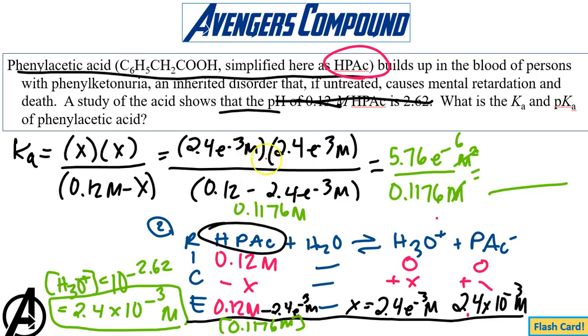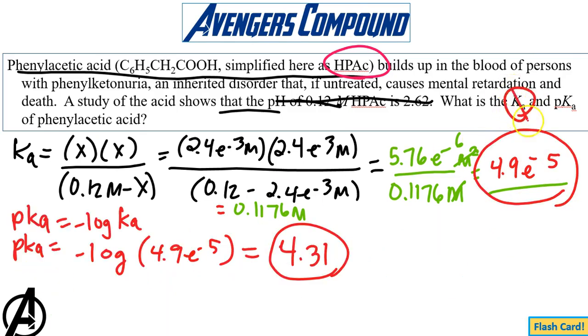2.4 times 10 to the negative 3 times 2.4 times 10 to the negative 3 is equal to 5.76 times 10 to the negative 6, divided by 0.112 minus 2.4 times 10 to the negative 3, which equals 0.1176 molar. So I divide these two numbers, and I get 4.9 times 10 to the negative 5. Okay? That is my Ka value. And we now have gotten one of our answers.